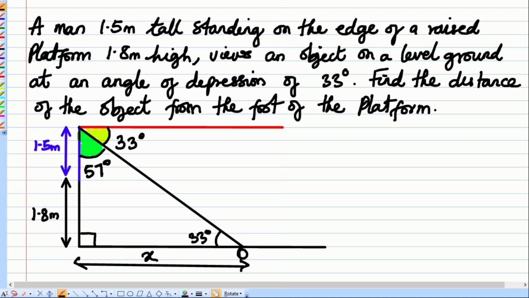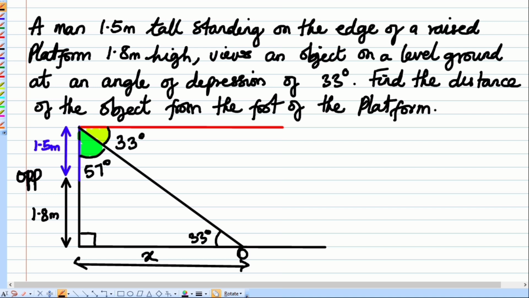Now we see we have a right angle triangle. You see that this side is the opposite side, since it's facing the angle 33 degrees. So we're going to call that side the opposite. So this is the opposite side.